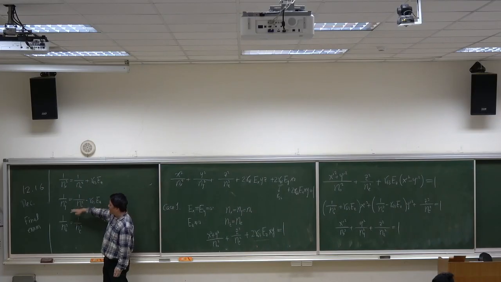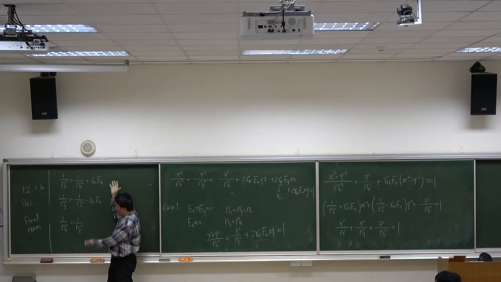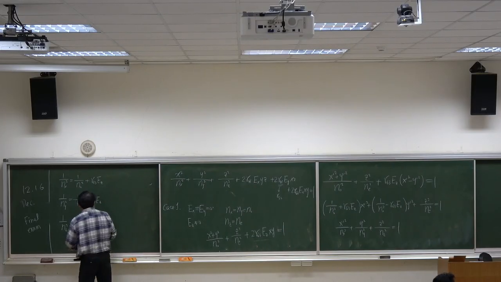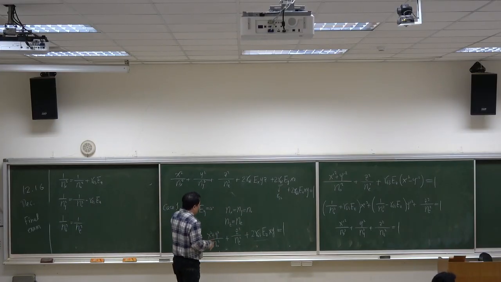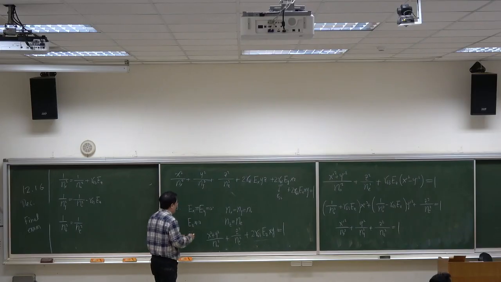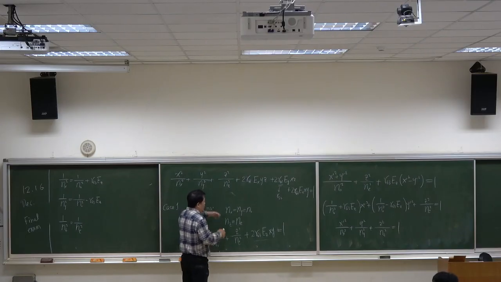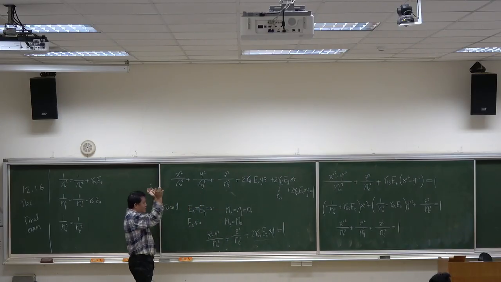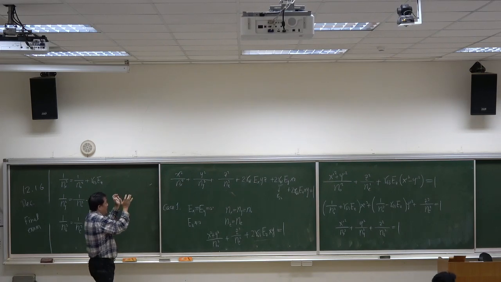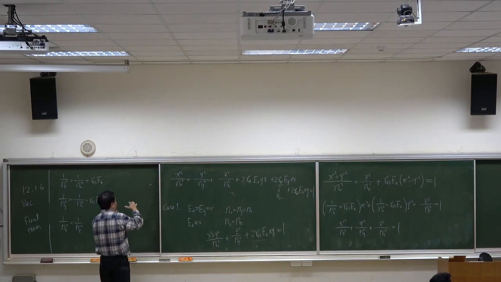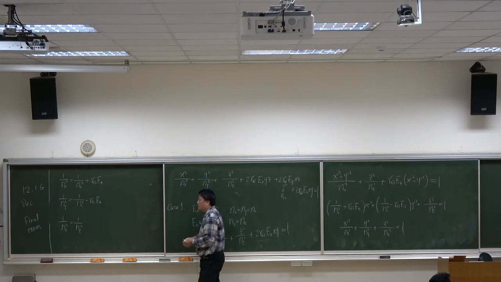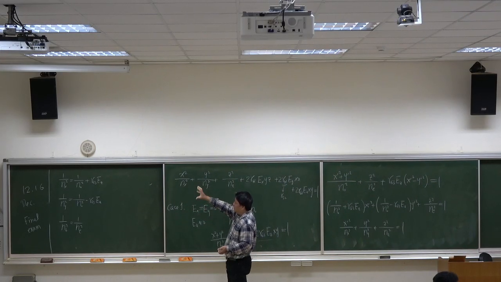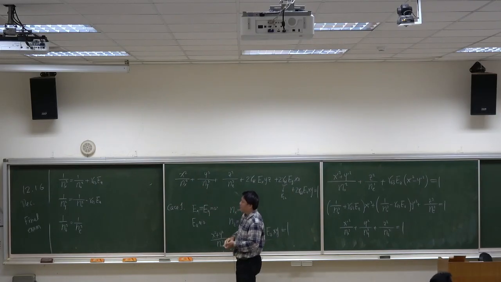find nx, ny, and nz according to this result, and we also already know that the new coordinate axes, the new principal axes, are obtained by rotating the x and y axes around the z axis by 45 degrees.